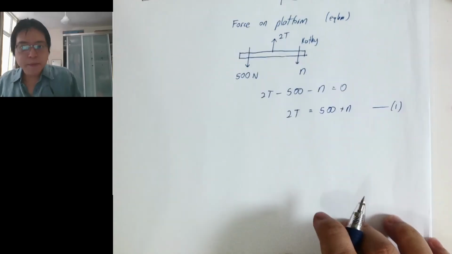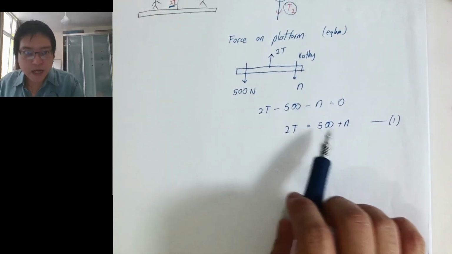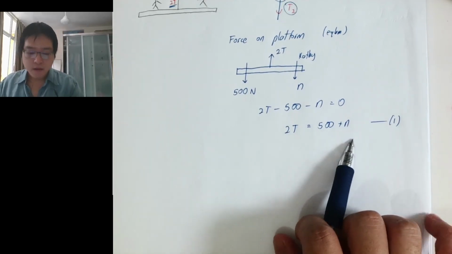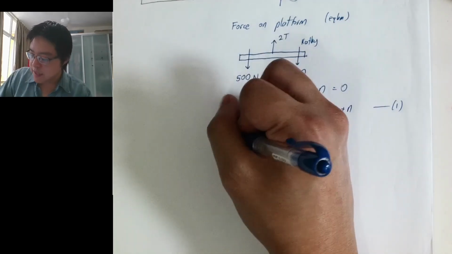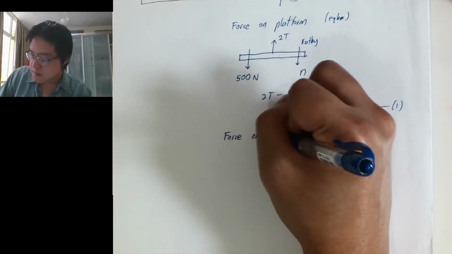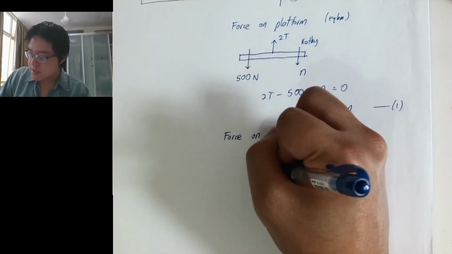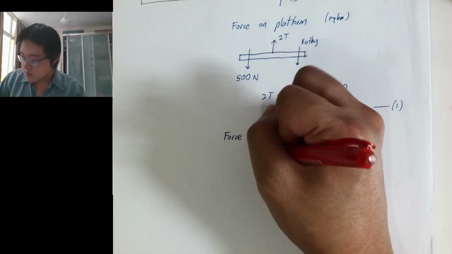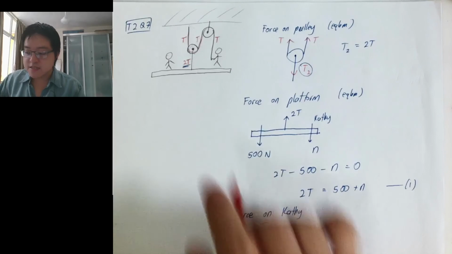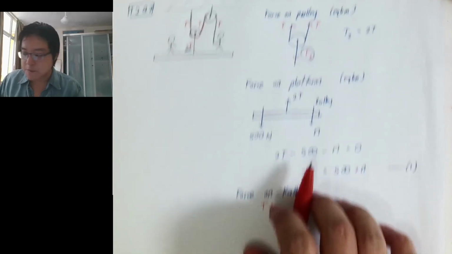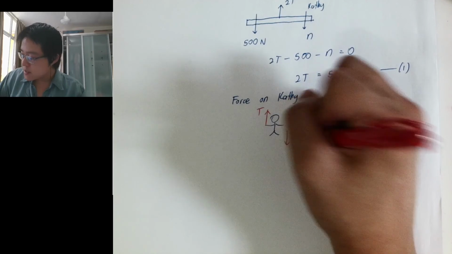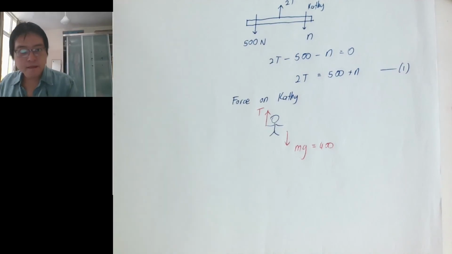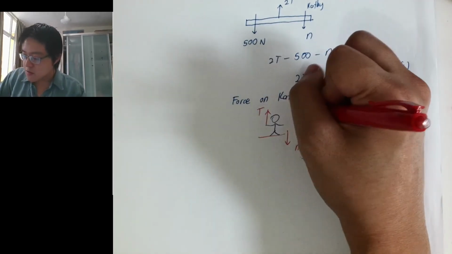Apparently by drawing a free body diagram, I got these two unknowns, so I need a second equation to solve for n. To get n, let us draw the forces acting on Kathy. What are the forces acting on Kathy? Kathy is holding on to a string, so it is the tension T. Just one T. She's holding one piece of string here, and then she has a weight, mg, and Kathy's weight is 400 newtons. And she's standing on the platform, so the platform exerts the normal force.